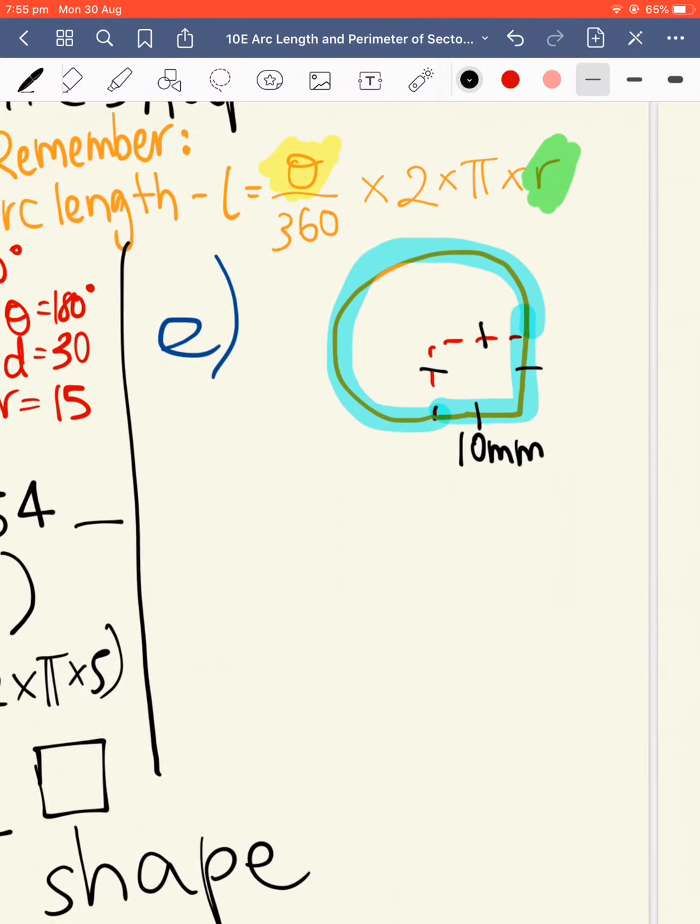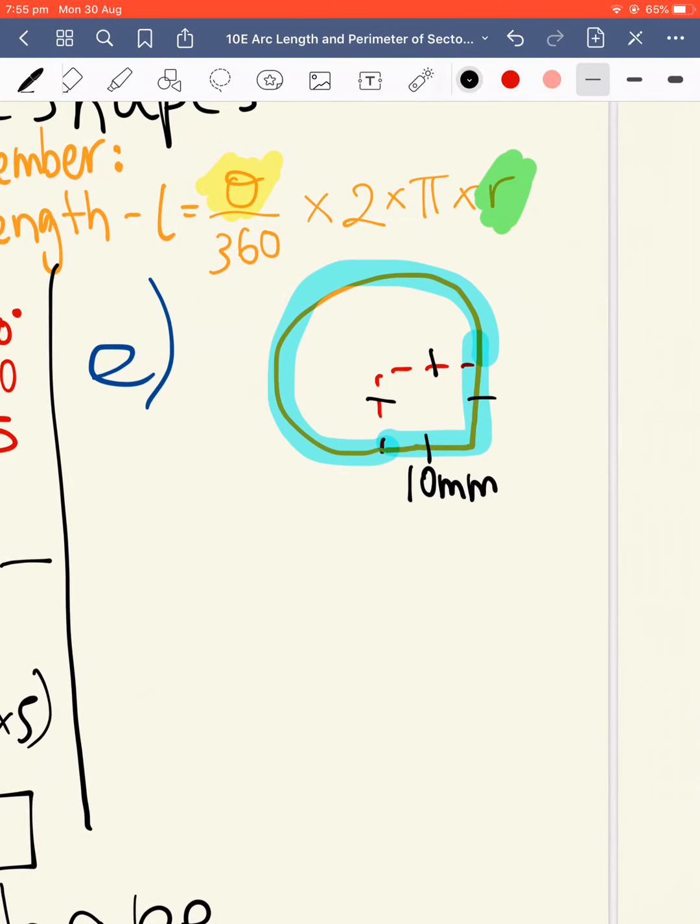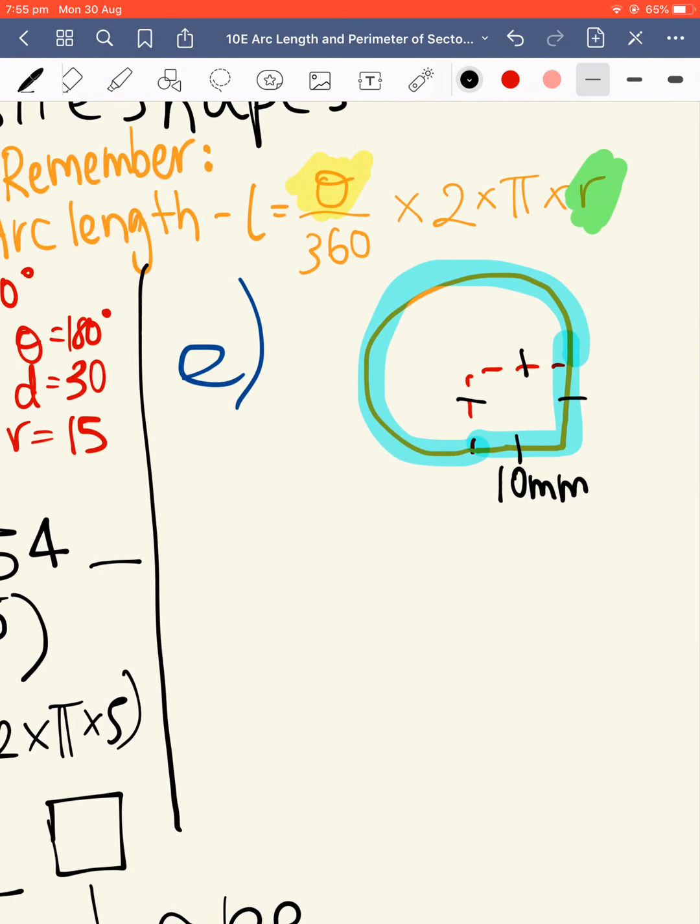Okay, letter E. We have two shapes again. Keep in mind you want to work with two shapes. I can see that I have a circle, but a bit of it's been cut out, a quarter of it has been cut out. And I also have a rectangle here. Sorry, I have a square here.